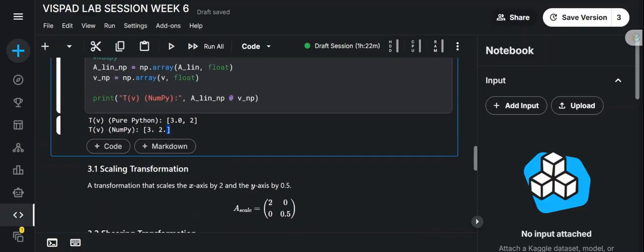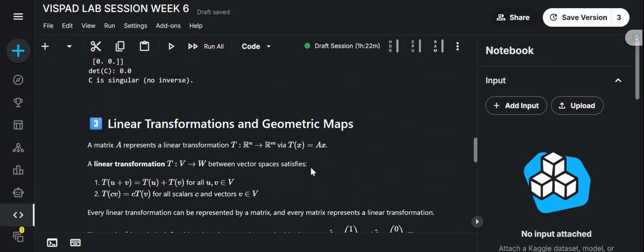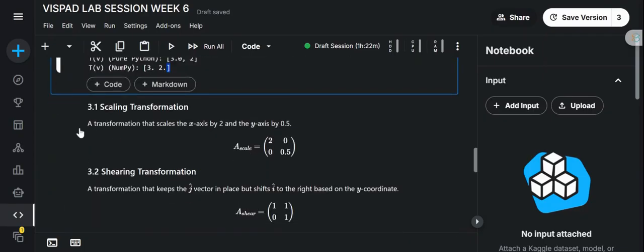Okay, so now let's look at certain kinds of transformations, or geometric maps. We have the scaling transformation, which is a transformation that scales the x-axis by 2 and the y-axis by 0.5. If you recall, all this was covered, like the specific magnitude of the different entries of the different vectors.